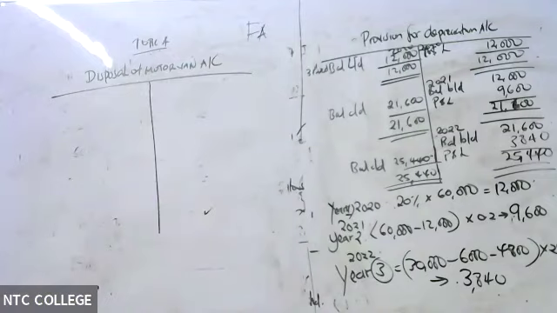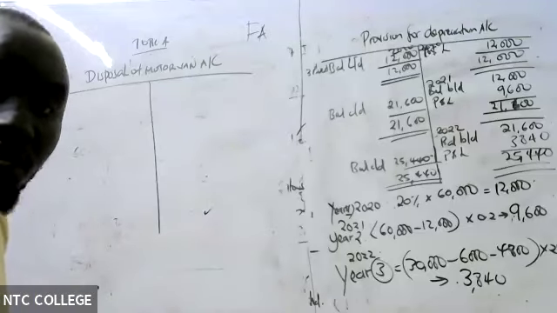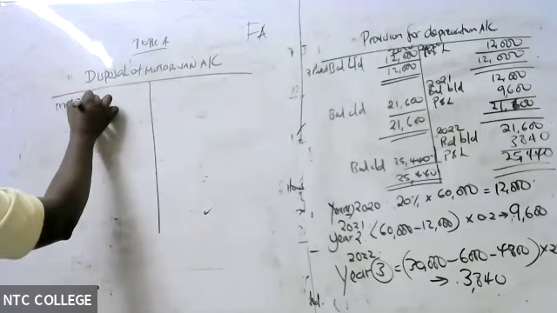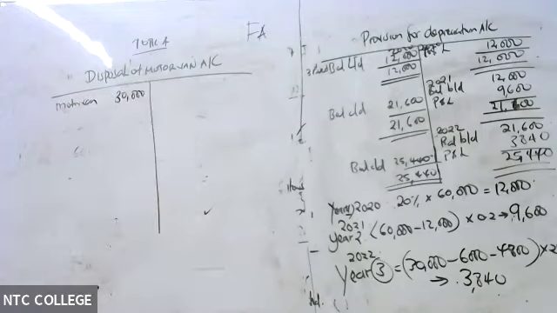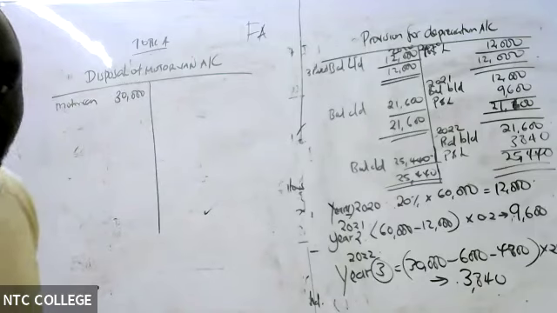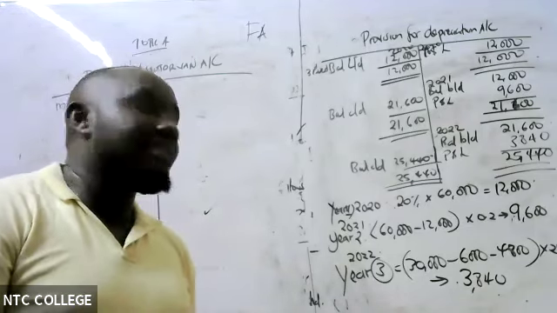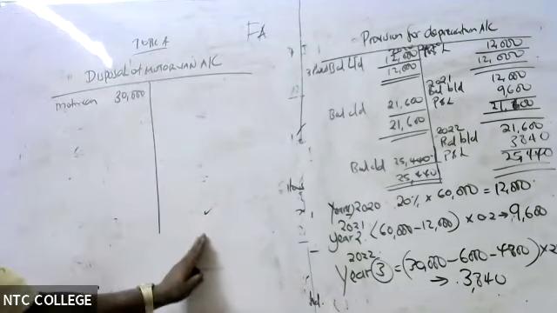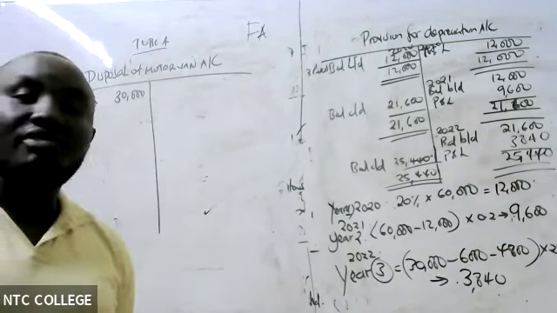So the first entry was we debit motor van and we credit asset account, which is already to the credit for disposal. So we put motor van at cost, that is 30. Tuko pamoja? At cost, that is 30. Tumeelewana? 30 we already had in that asset account. So when we credited, we should have debited that account.